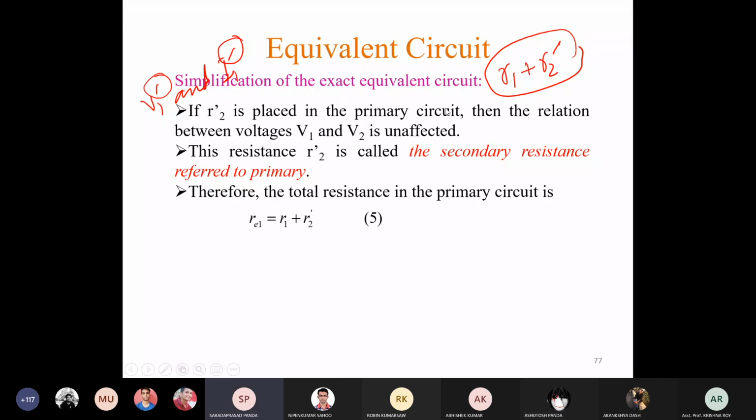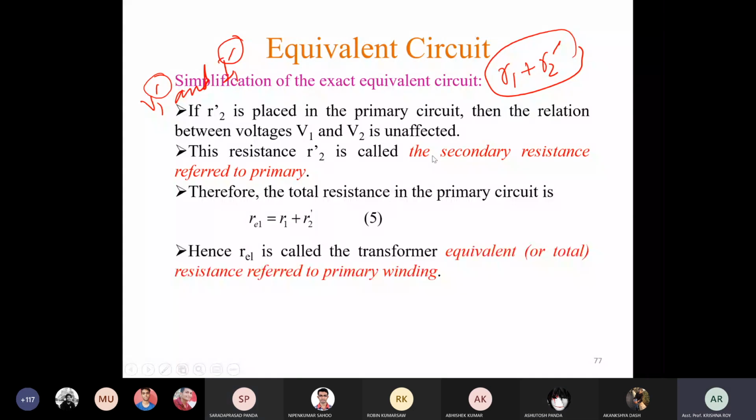Okay, so RE1 is called the transformer equivalent or total resistance referred to primary winding. So RE1 is the total or equivalent resistance referred to primary side.